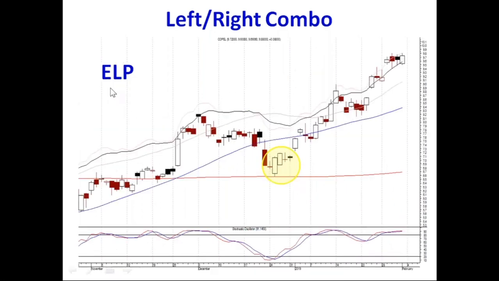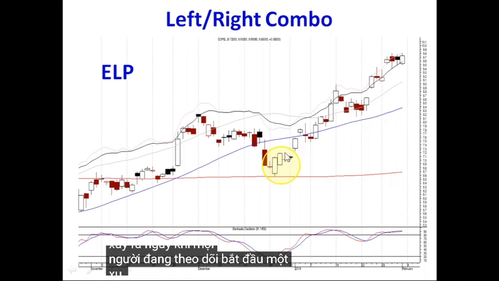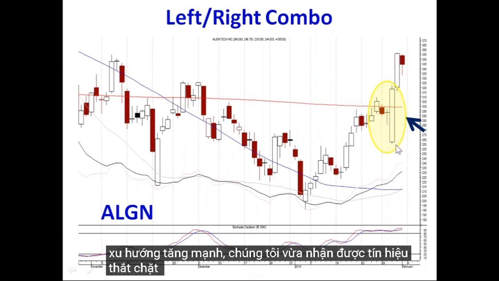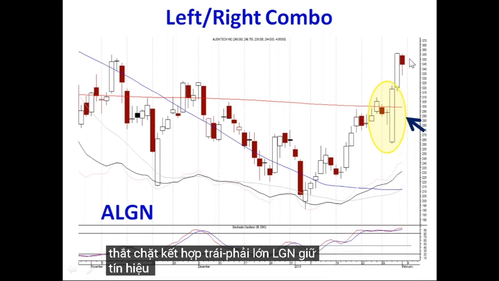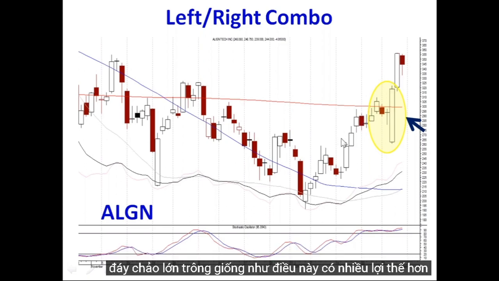We started buying El Paso. Look at your left-right combo, and where did it occur? Right smack dab up where everybody else was watching. Started a strong uptrend. We just got into ALGN. Big left-right combo, belt hold type signal. And the bigger chart is a big fry pan bottom that looks like this has more upside.